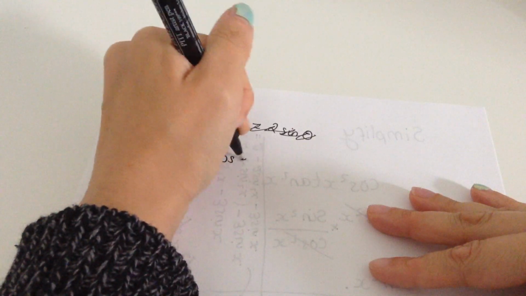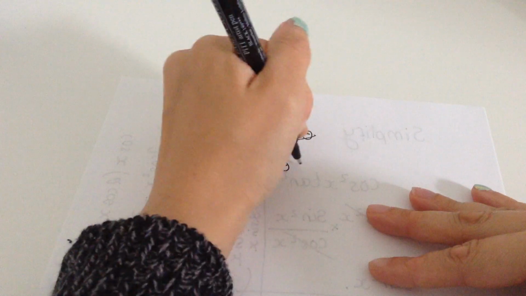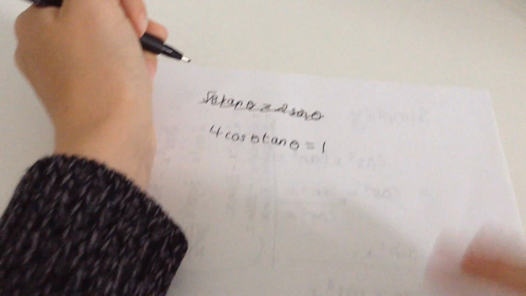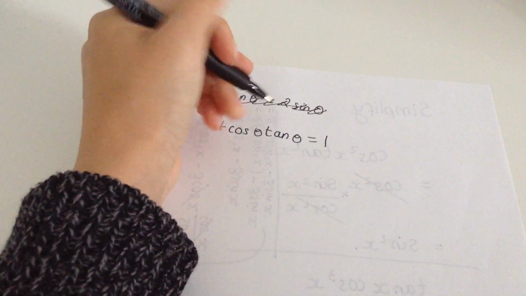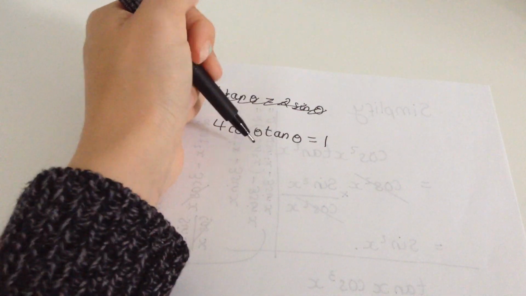4 cos theta. By the way, if you're wondering where I'm getting these questions from, they're actually from the Further Maths GCSE textbook. So if you think this looks familiar, I set this as homework a few months ago.